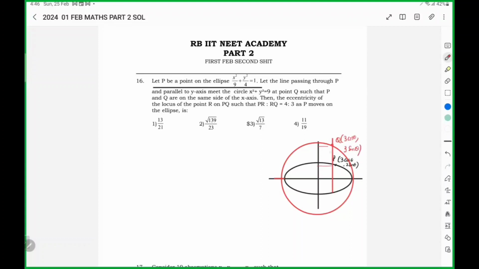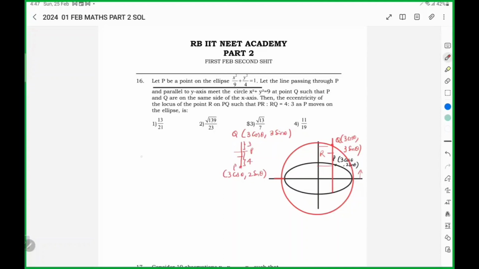Q is a point such that P and Q are on the same side of the x-axis. Then the eccentricity of the locus of R is asked. Here P is (3 cos theta, 2 sin theta) and Q is (3 cos theta, 3 sin theta). R is a point which divides PR to PQ in the ratio 4 is to 3.